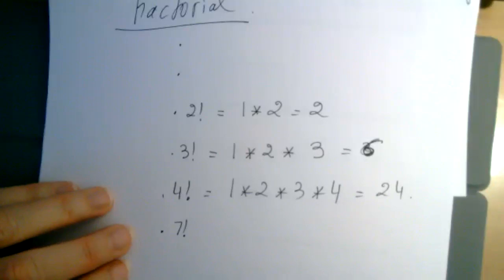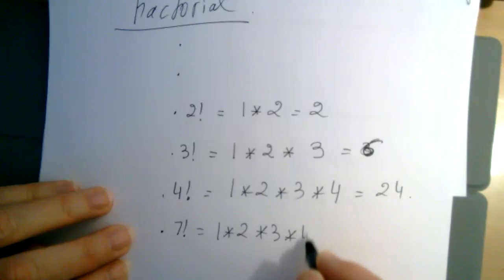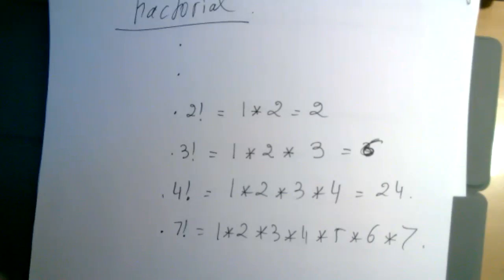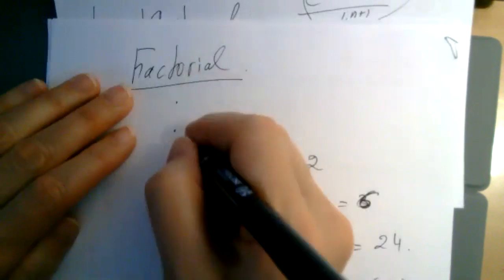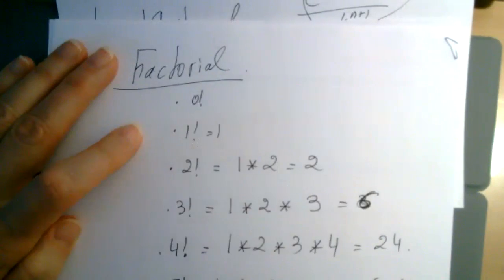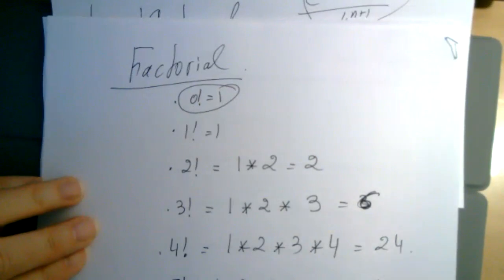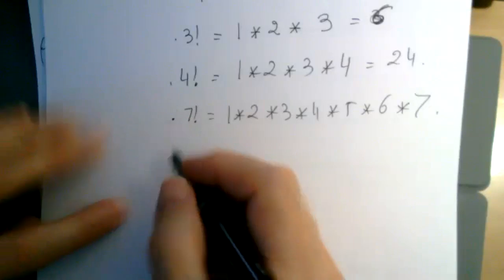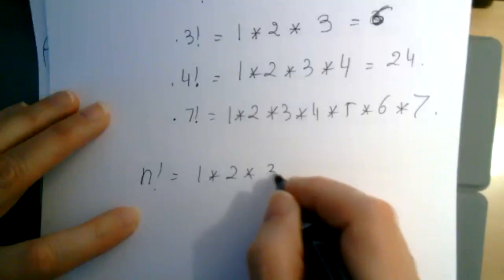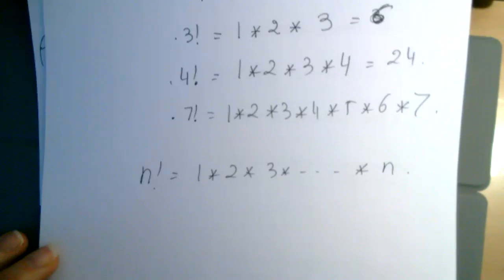7 factorial, let us say. It means 1 times 2 times 3 times 4 times 5 times 6 times 7. So that's what factorial is. 1 factorial is 1, and 0 factorial, which is problematic, is also equal to 1. So that's the one you should be careful with. Now, in general, n factorial is you keep multiplying, etc., up to n. That's the last term you multiply by.